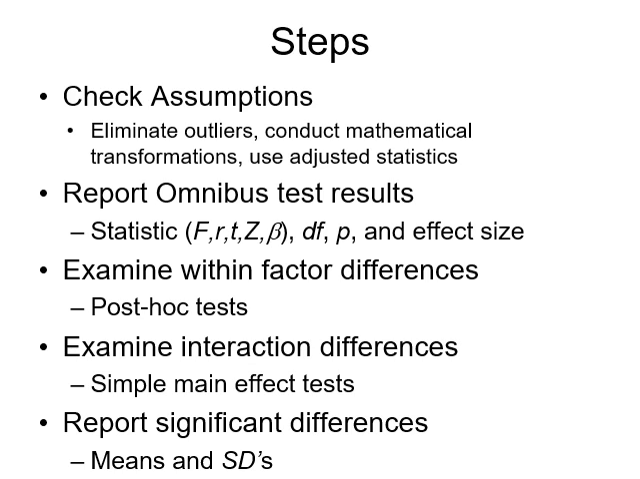Then, depending on the complexity of the design, we may have to look at within factor differences, post hoc tests, so categorical variables with more than 2 levels. Then we need to examine interaction differences with simple main effects. And finally, at the end, we have to put it all back into English, reporting the actual significant differences in terms of relationships, positive and negative correlations, or means and standard deviations.